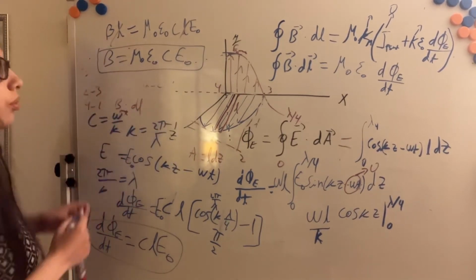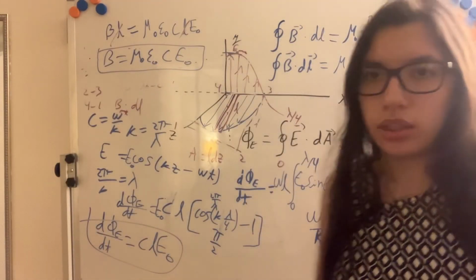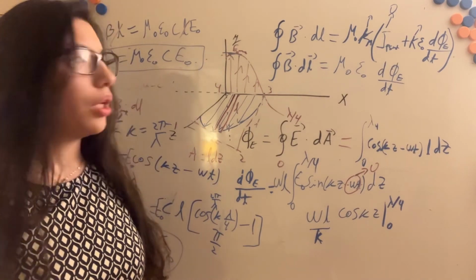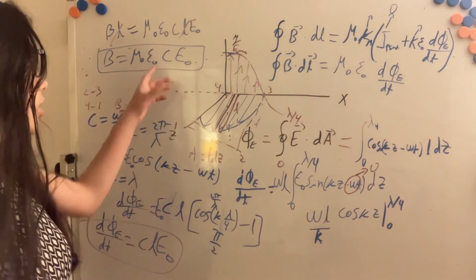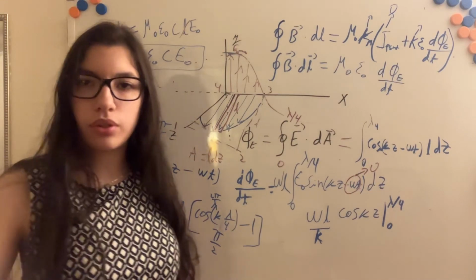So this is what we got from Ampere's law for an electromagnetic wave, and in the next video we will continue with Faraday's law in an electromagnetic wave to see why C, the speed of light, is equal to 1 over the square root of epsilon naught and mu naught.